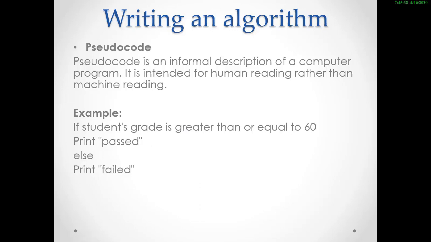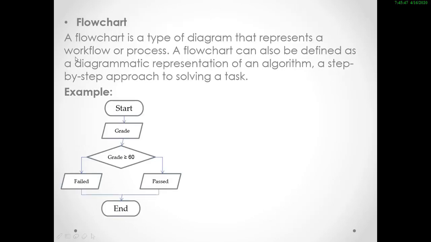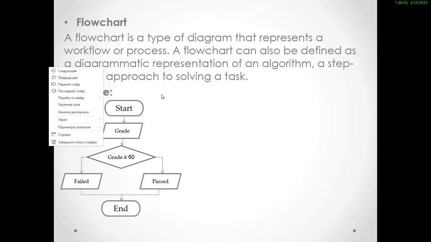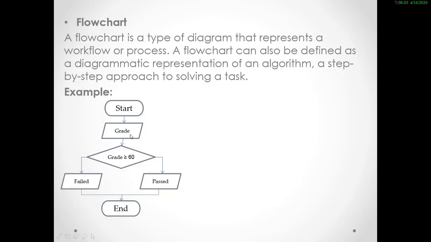So the same task can be written in flowcharts. Another type of algorithm is called flowchart. It's a type of diagram that represents a step-by-step process of a task. So the same example, now it's written in flowchart. Here in parallelogram, user enters his grade. Then inside the rhombus, we check whether that grade is greater than 60. If it is greater, we print out passed. Otherwise, we print fail and goes to the end.